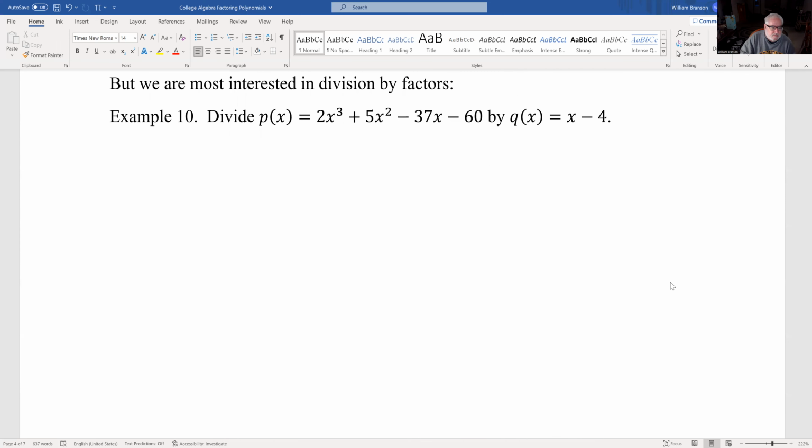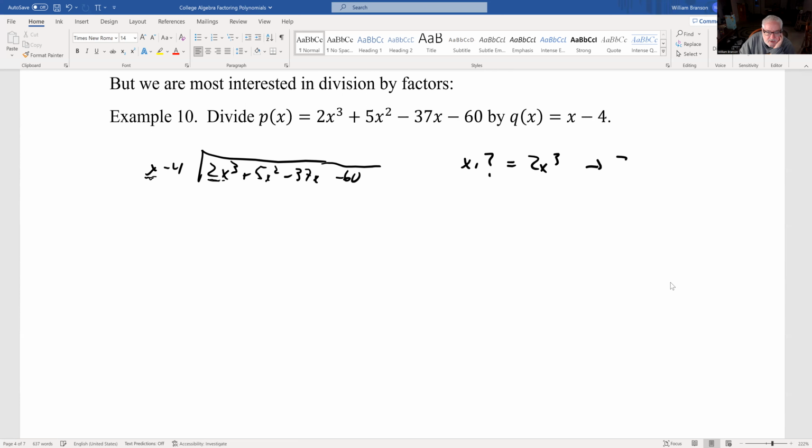So what do we get here? We've got 2x cubed plus 5x squared minus 37x minus 60, and we want to divide that by x minus 4. Okay, so doing long division means looking at this term and the leading term of the polynomial and asking yourself, x times what equals 2x cubed?